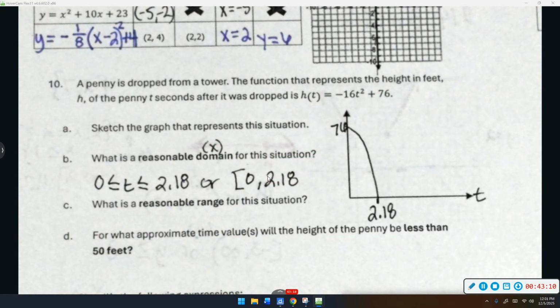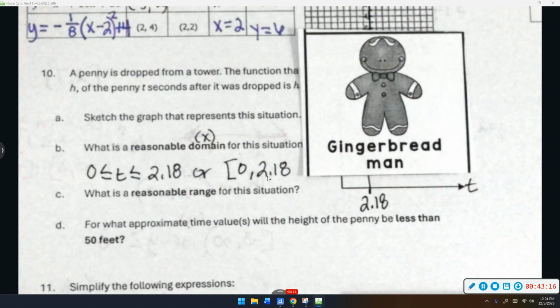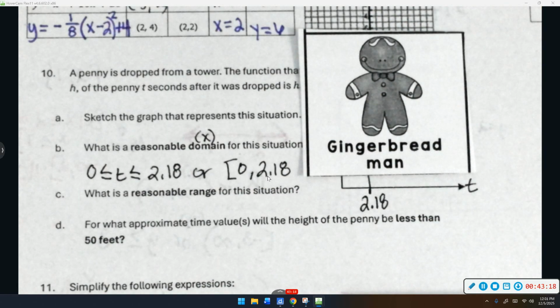All right. What do we got? Gingerbread man. Bingo! I think I got bingo. Where? I'll show you. Oh, across. Yeah. Okay. All right. Yeah, you did. Oh, you just stole my card.